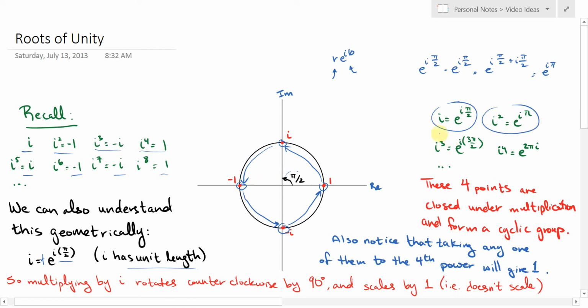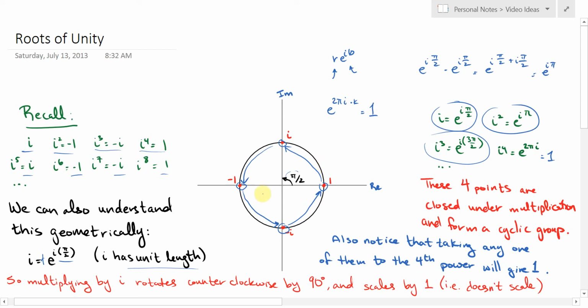And then again, i cubed would be e to the i times 3 pi over 2, and i to the 4th would equal e to the 2 pi i. And remember that e to the 2 pi i is equal to 1 because you've gone around the circle completely and you're right back to 1. And in fact, any integer multiple of 2 pi would work here too. So e to the 2 pi i times any integer k is always going to equal 1 because it means you've done k full revolutions counterclockwise around the circle. Or even if k is negative, that would mean going clockwise.